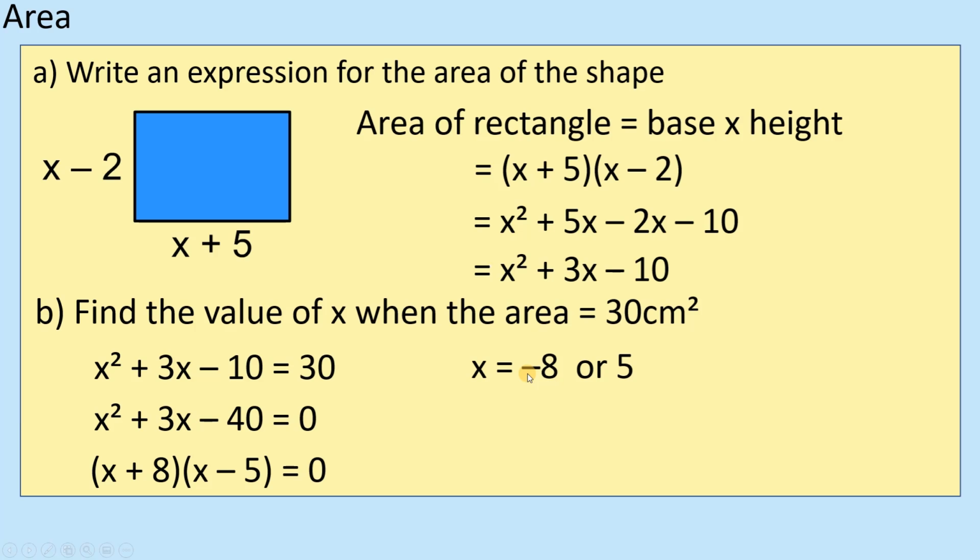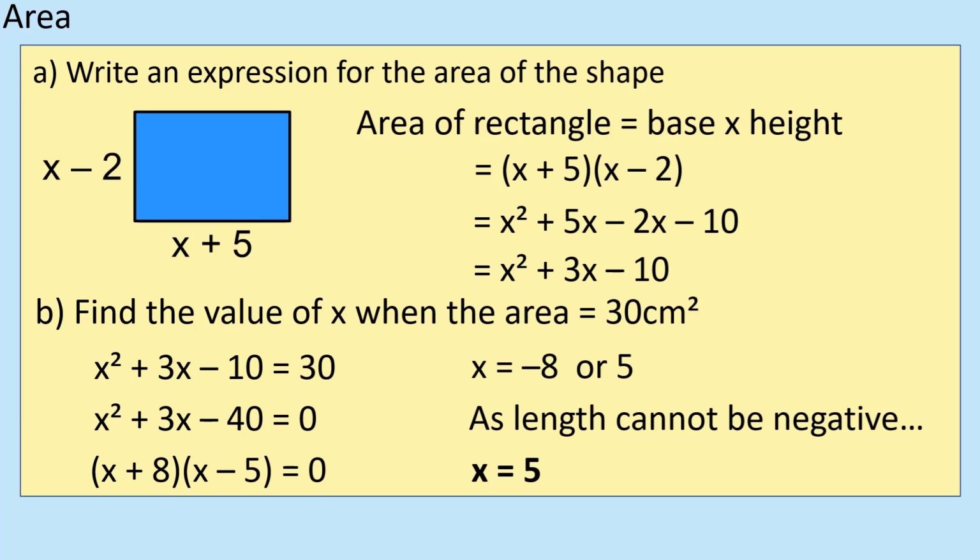However, we are talking about the length of a side here. So if I put minus 8 in here, well, I can't have minus 10 as a length, can I? And I can't have minus 3 as a length if I put minus 8 in there. So minus 8 as a solution is not right. I can't use that one. So this is where that experience comes in. It must be the value of 5, because I've got 10 and then 3, and you think 10 times 3 is going to give you 30, isn't it? So it's got to be 5. So as length can't be negative, x must be 5.